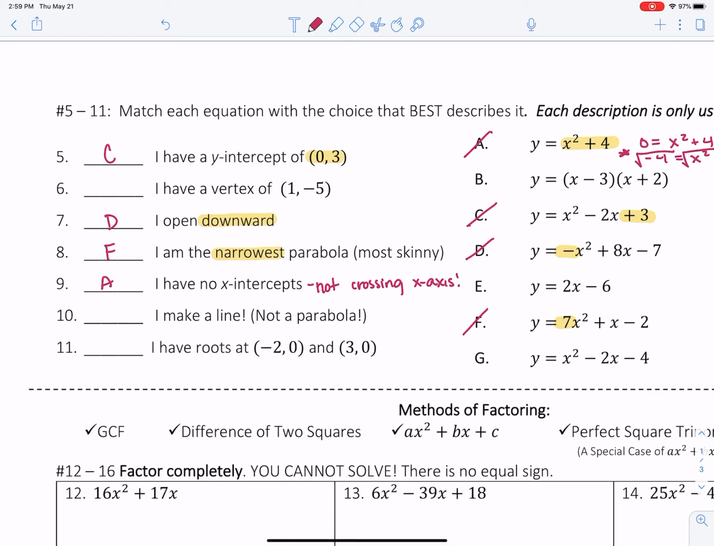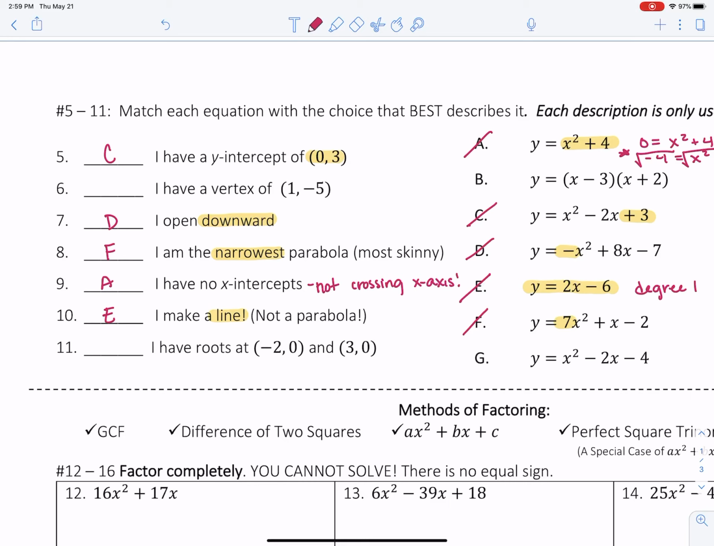All right. Ooh, I make a line. A line. So I'm looking for the one that's not a quadratic. Hey, this guy has a degree of 1, meaning that it will create a line.